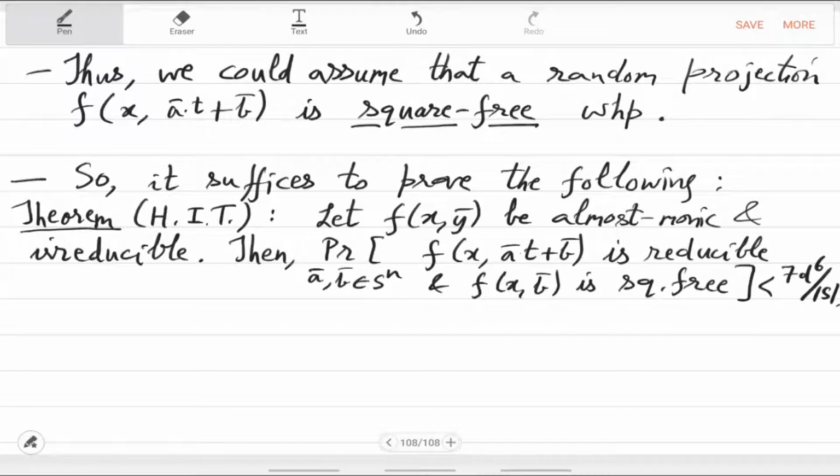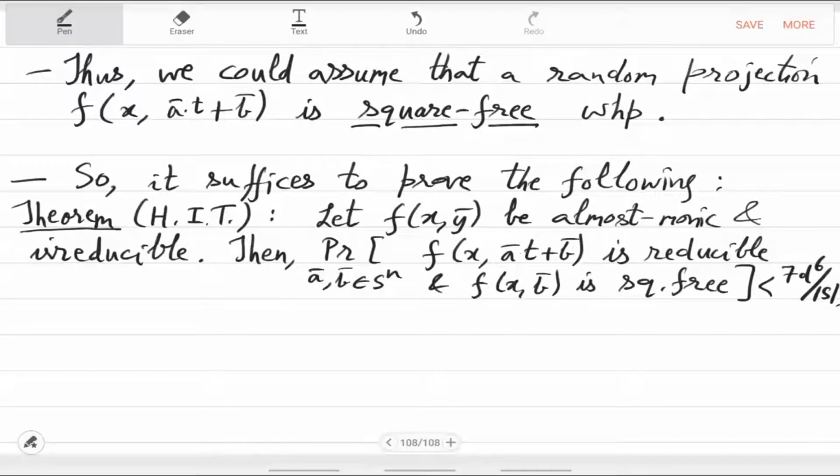So, when you randomly project to this univariate a bar t plus b bar, your irreducible polynomial remains irreducible. In addition, actually this f(x, b bar) remains square free. Okay, you have both the properties. So, let us try to show this now. It will immediately imply the Hilbert's irreducibility theorem that was stated in the last class.